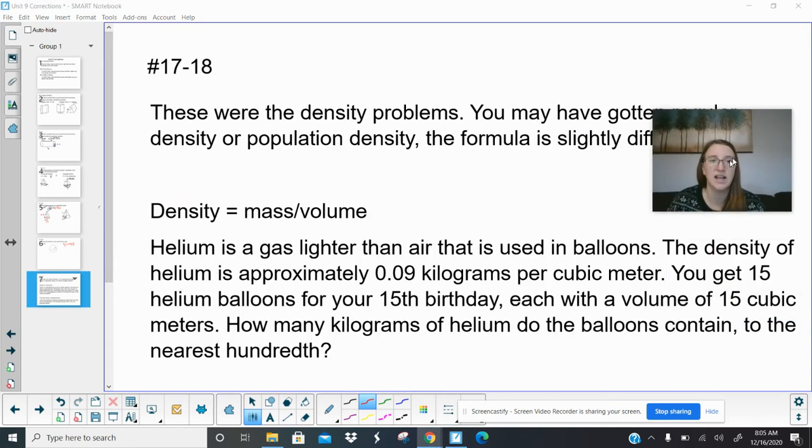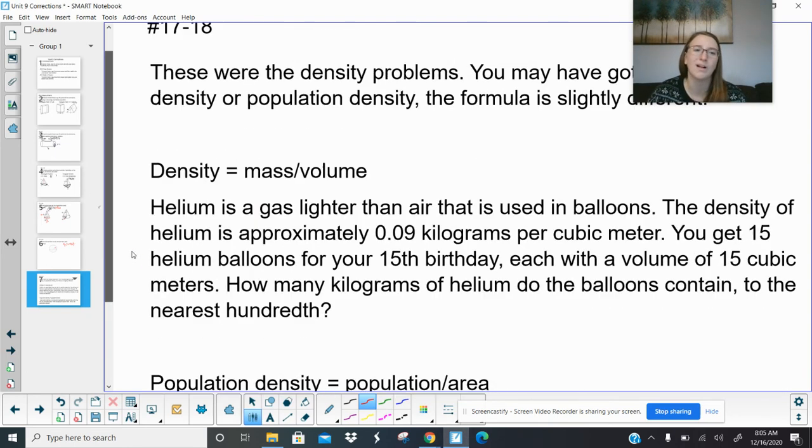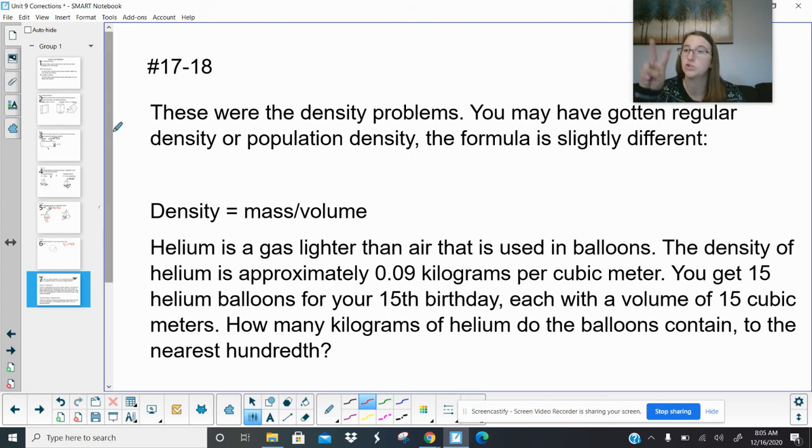And the last thing, 17 and 18. These were density problems. There were 3 possible problems you could have gotten. Here is 1 of them, and then there were 2 population density formulas you may have gotten. So again, let me know if you're not sure what to do for yours. I only talked about these a bit more generally, but the formula is slightly different depending on which questions you got. It was possible you didn't need this formula if you didn't get this question. You may have gotten the 2 population density questions.